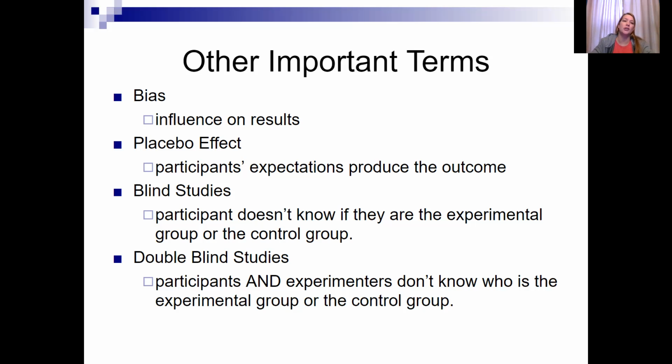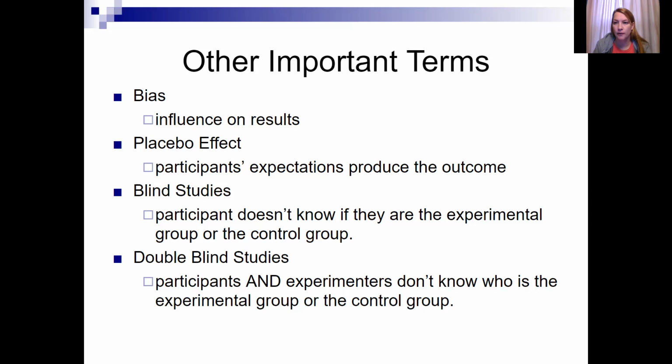All right, other important terms, bias. Everybody has bias. Everybody has a certain feeling, something they feel one way or the other. They are more inclined to something. We tend to be drawn to things that match what we think.